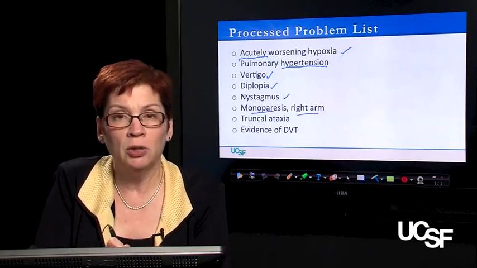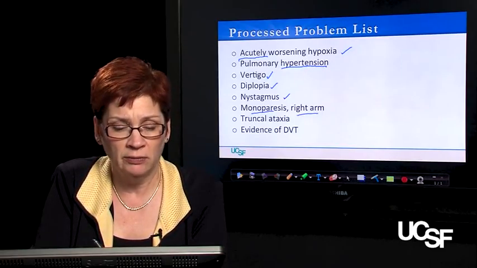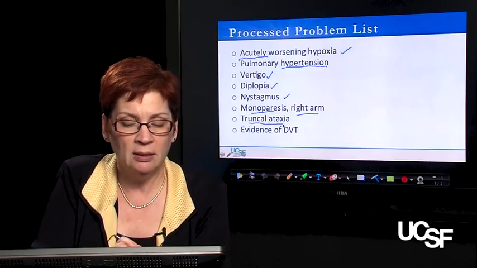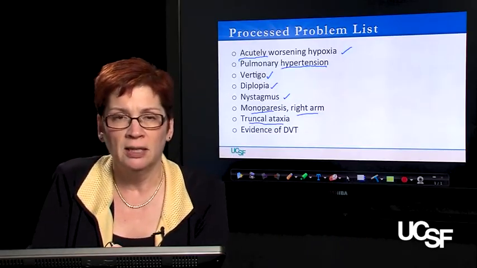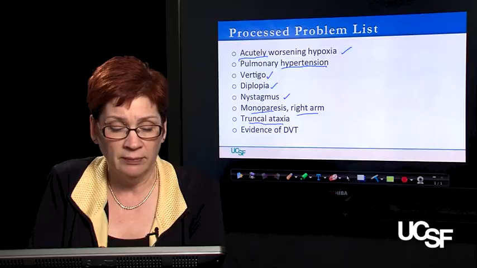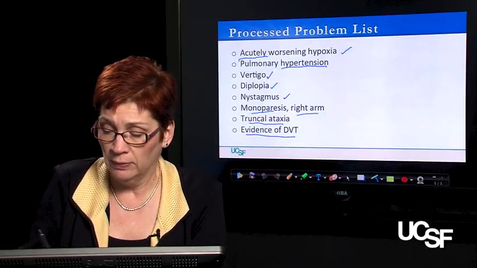Monoparesis in the right arm, that pronator drift, indicates there's some weakness in that right arm, particularly in a right-handed individual. Truncal ataxia, when she sits on the side of the bed, she falls over. It's not related to standing. And of course, prior evidence of a DVT on her exam.